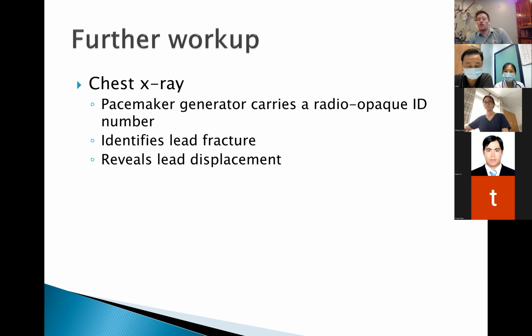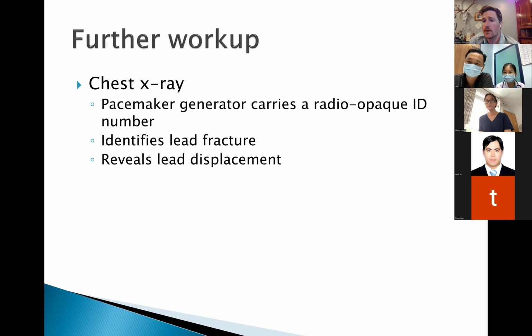So further workup that you should do in these patients that are maybe complaining of a pacemaker malfunction or some kind of cardiac complaints and they have pacemakers: do a chest X-ray. And we usually do lots of chest X-rays always in patients that have any kind of complaints of shortness of breath or chest pain. So it's usually not going to be missed, but just something to always consider in your patients that do have pacemakers.